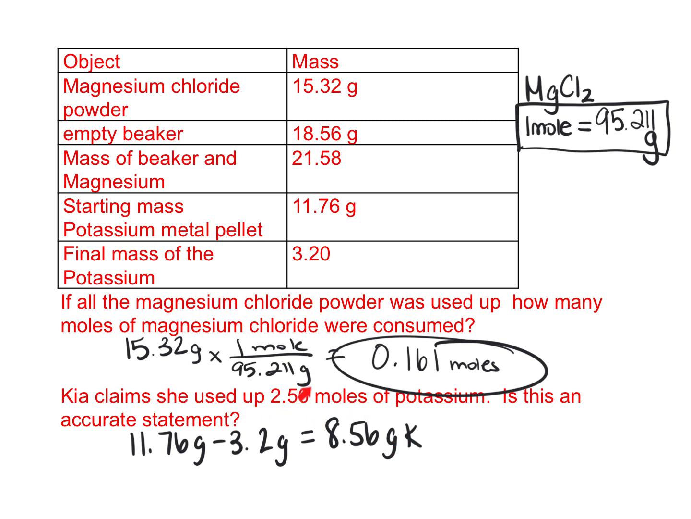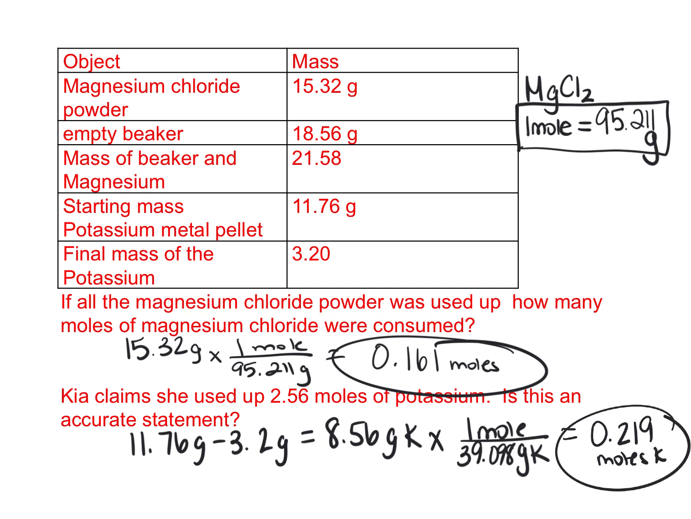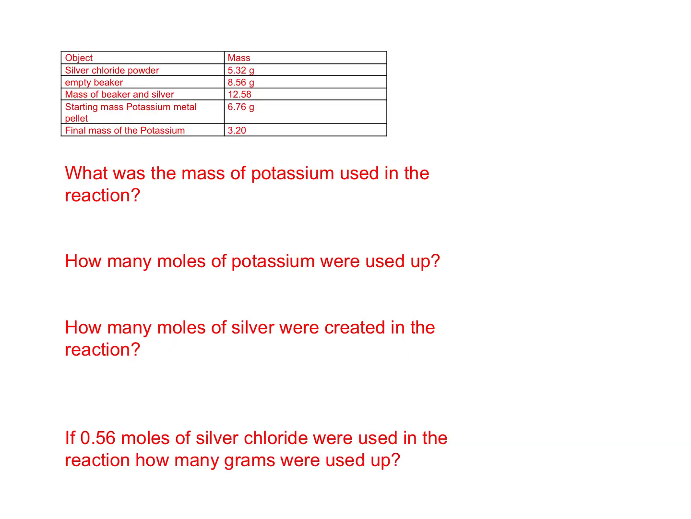But we need to compare that to moles. So we need to find out how many moles this would be. So I'm going to look on the periodic table and see that 1 mole of potassium is 39.098 grams. So I'm going to convert 8.56 grams into moles. And you should get 0.219 moles of potassium. So I would then say that this is not an accurate statement because that is much less than 2.56 moles.